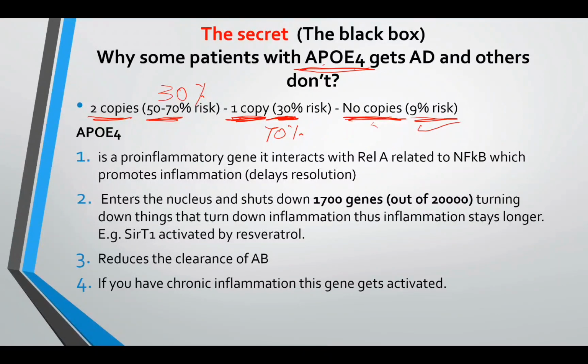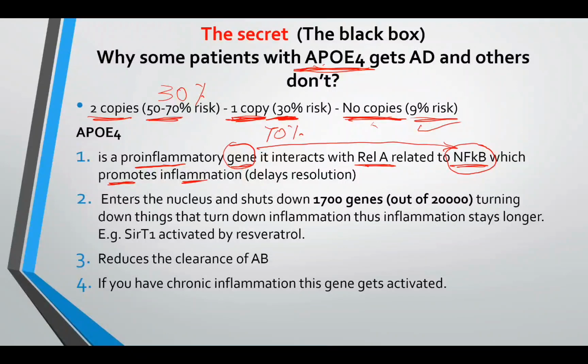It has been found that this ApoE gene is a pro-inflammatory gene, that it interacts with REL-A related to NF-kappa B. For non-doctors, NF-kappa B is the pathway of inflammation in the body. So the gene augments it, or makes it strong. It augments the inflammatory pathway and promotes the process of inflammation in the brain.